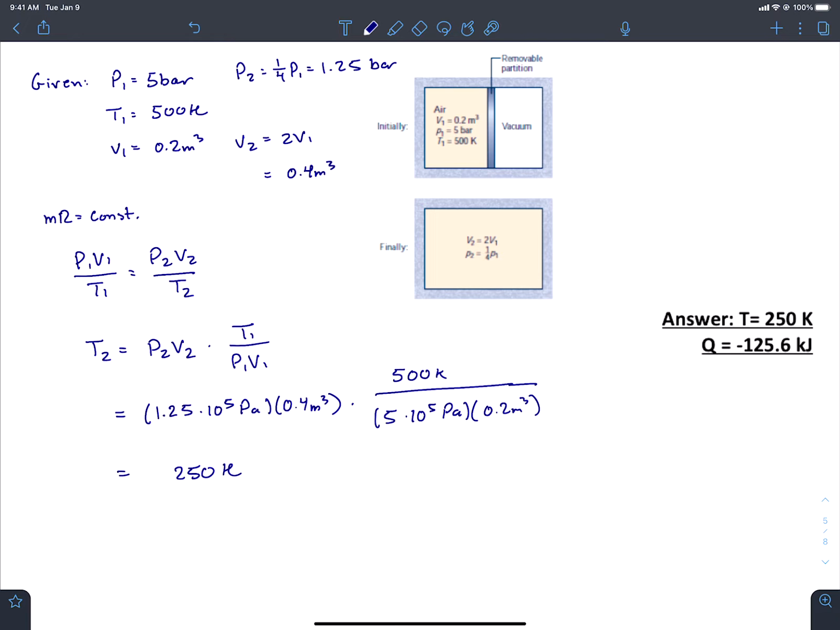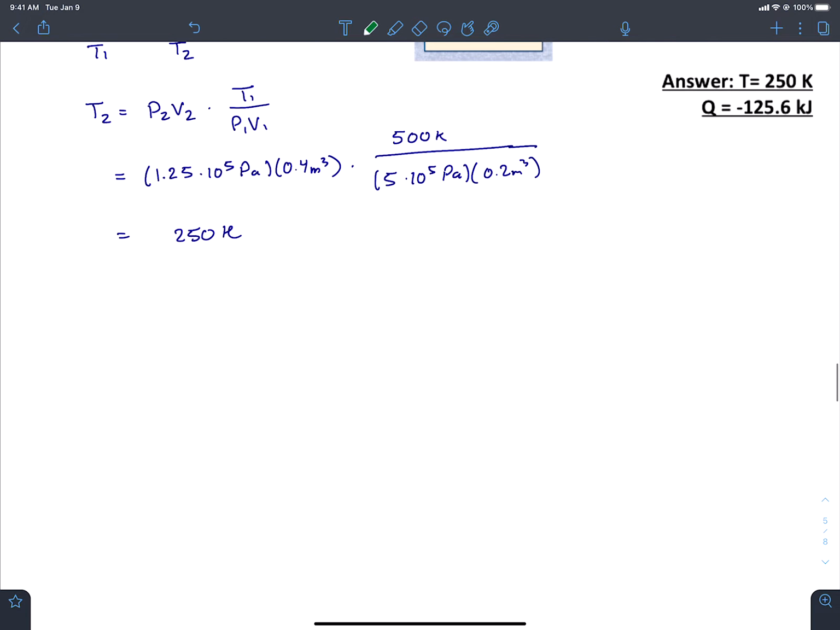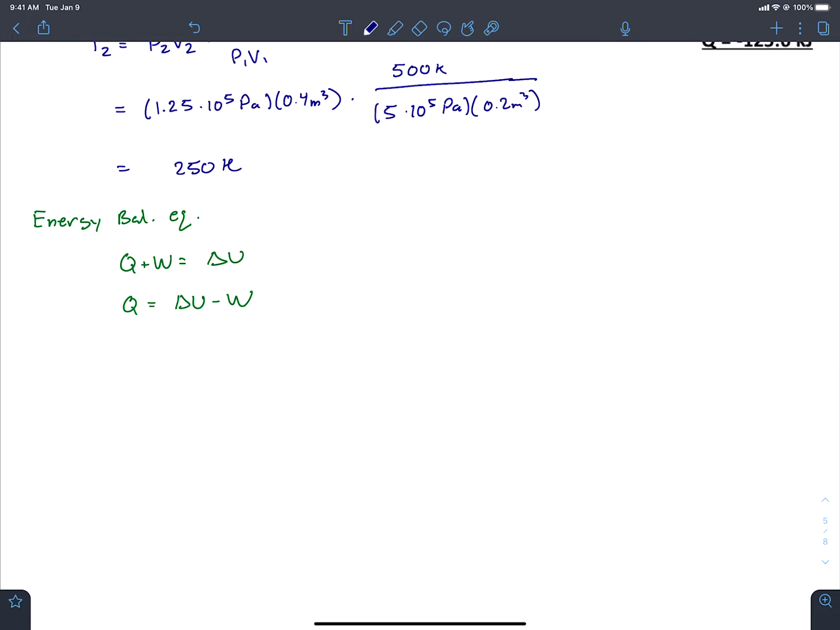So solving for part B. Just like before, we need the energy balance equation. So that is Q plus W equals delta U. And now solving for Q, we have Q equals delta U minus W. I was kind of trying to give you a hint before we started this problem. So no work is being done.